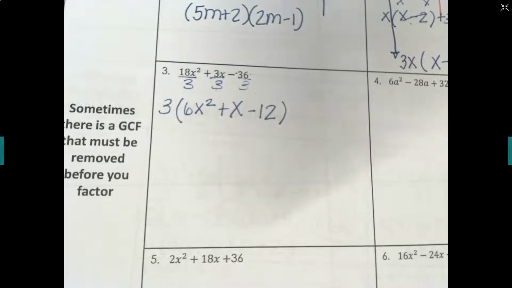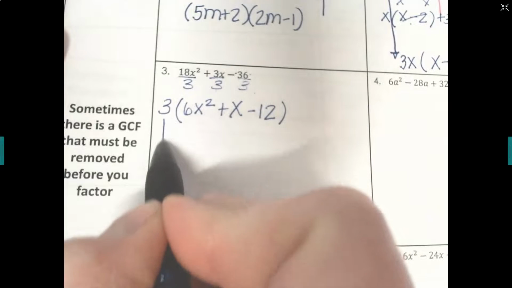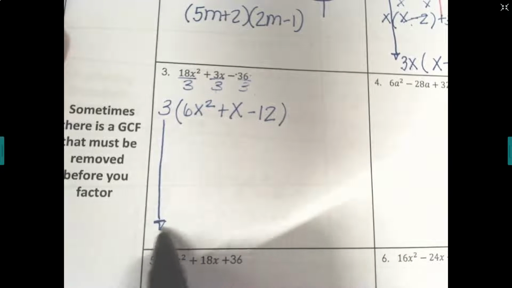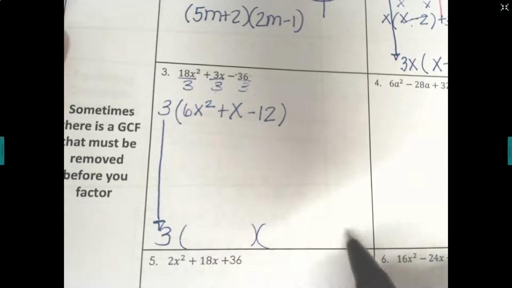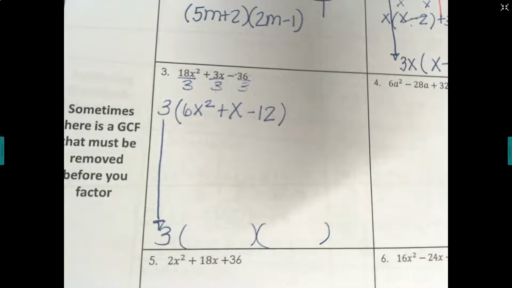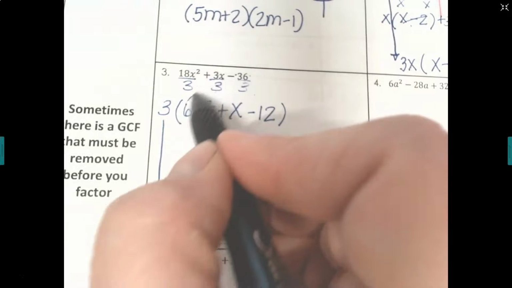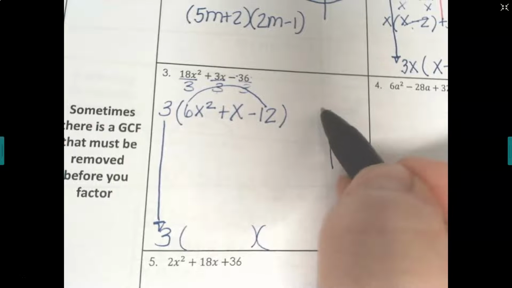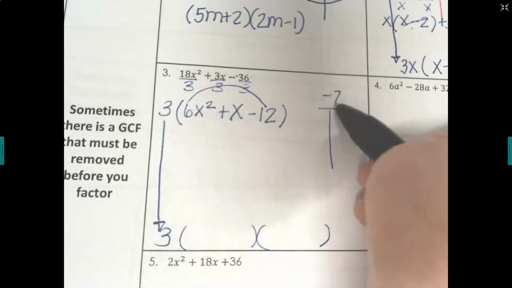Okay, so what we're going to do here is follow the exact process that we've been doing. I'm going to take this GCF and put it all the way down to where I'm going to write my answer so I don't forget it. So now I have 6 times negative 12, which gives me a negative 72.